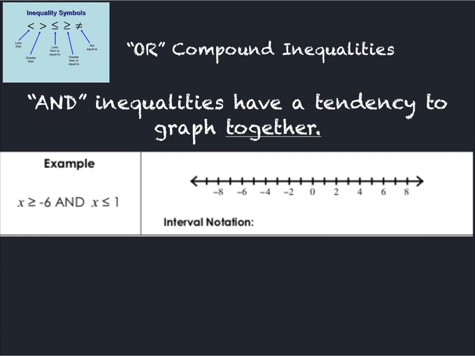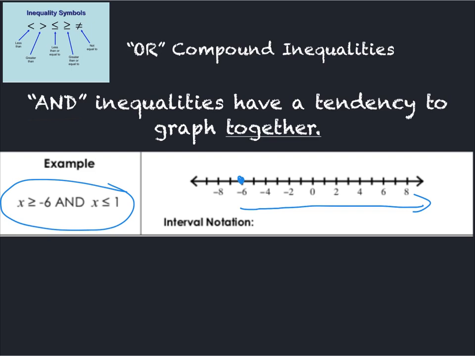Here we have x is greater than or equal to -6, and x is less than or equal to 1. Let's start with x is greater than or equal to -6. We're going to start on -6, closed circle, and we're going to go to the right, but we're not going to go all the way towards positive infinity, because remember, both of these inequalities have to be true. Yes, if it was just x is greater than or equal to -6, we'd go all the way towards positive infinity. x could be any number from -6 to infinity.